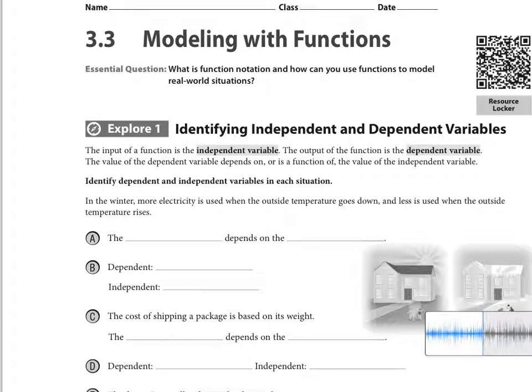If you remember back to the previous lessons, we have domain and range. And let me use a different color here, because I want to give you a little review: domain is our inputs, or our x values, and range is our outputs, or our y values. Independent variable is going to be like our x value, and dependent is going to be our y. That's what it's going to refer to.